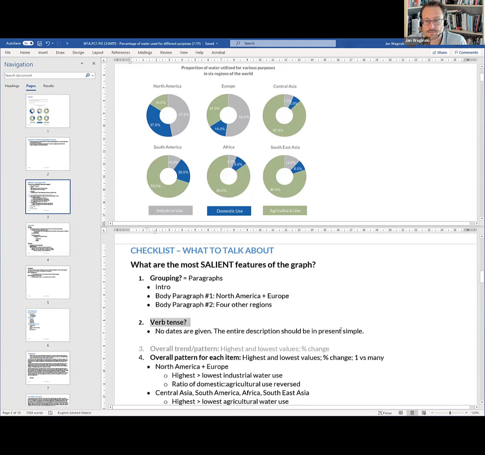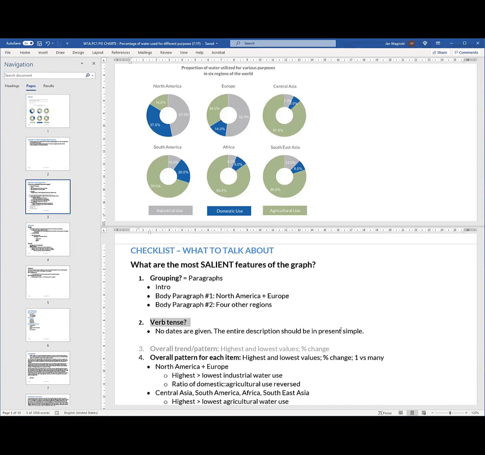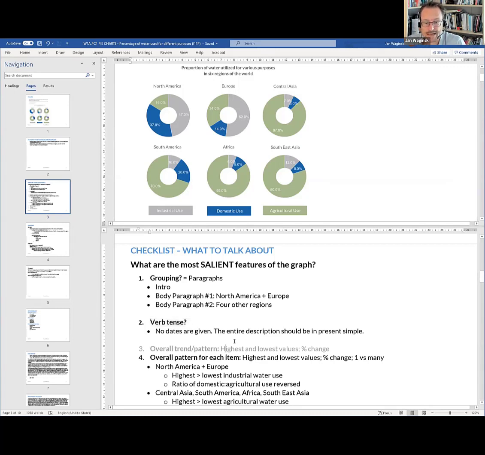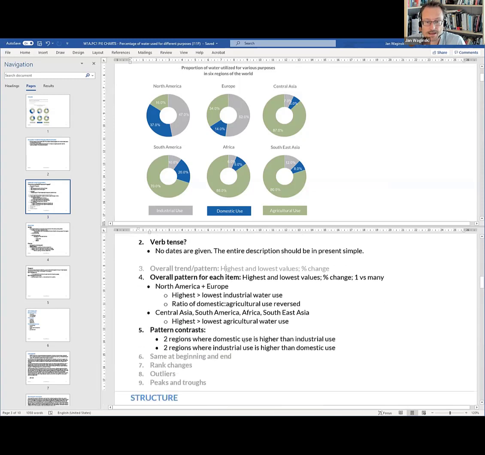Now, what about verb tense? If you look at this graph, are there any dates on it? No. So if there's no dates, what's the most appropriate verb tense for us to use? Present indefinite. We call it present simple. Right? The sun rises in the east, the sun sets in the west. We use present simple for facts where time doesn't matter at all. Unlike bar graphs, we don't have overall trends and patterns other than the ones that we've talked about. We don't have any time comparison, so it's a little bit different here.